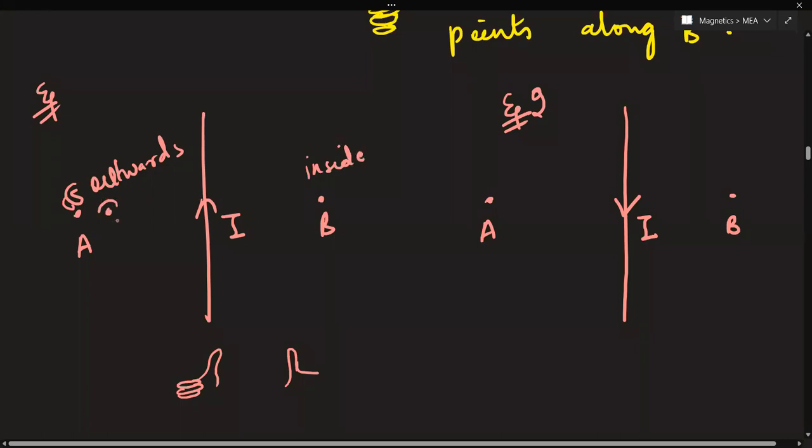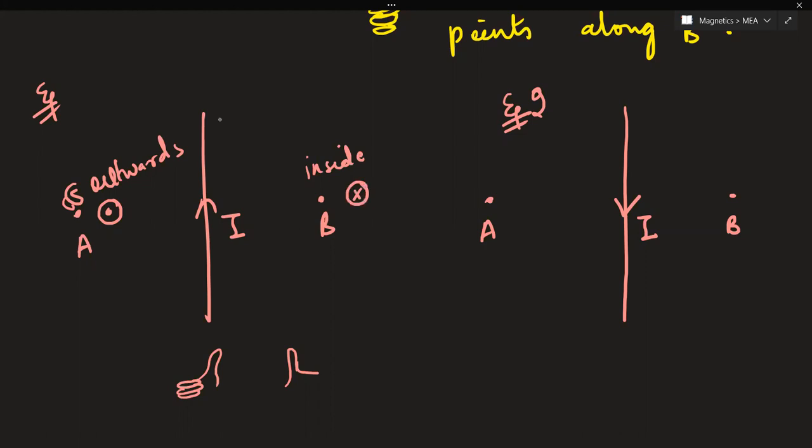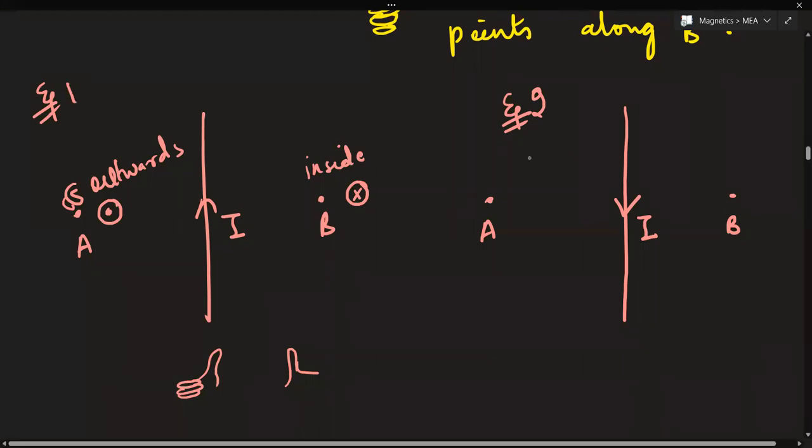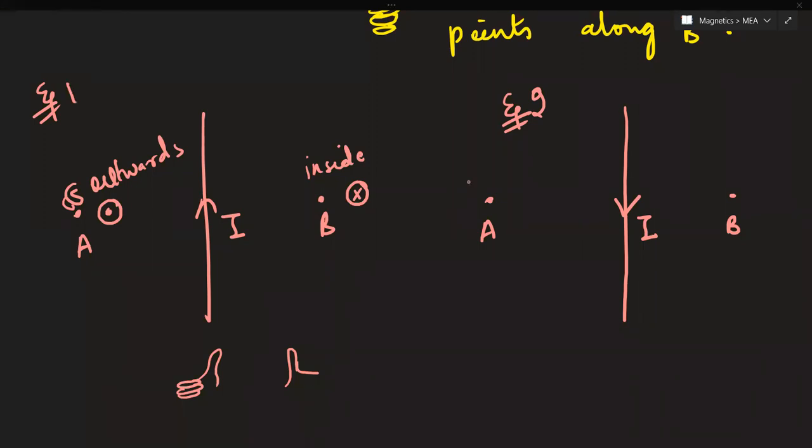Now, just to show this is outwards, we put a dot, and to show inwards, we put a cross. Now, come to example 2. Now, you go try. Your current is flowing downwards. So, for A point, just try. Place your right hand thumb there. See at A point what is happening. If you're placing your thumb downwards, at this A point, are the fingers pointing towards you or are the fingers moving into the page? Just see at this point.